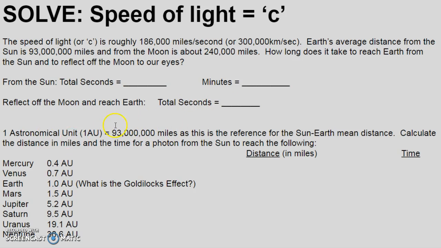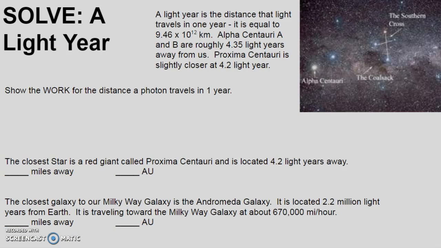Then I'm going to have you do some calculations here with AUs. 1 astronomical unit is 93 million miles, the average distance of the Earth from the Sun, and this is a reference of this mean distance. You'll calculate the distance in miles and the time for the photon from the sun to reach the following. The distances, remember you'll have to take these times 93 million miles, and you'll need to calculate the time in which it took for those photons to travel.